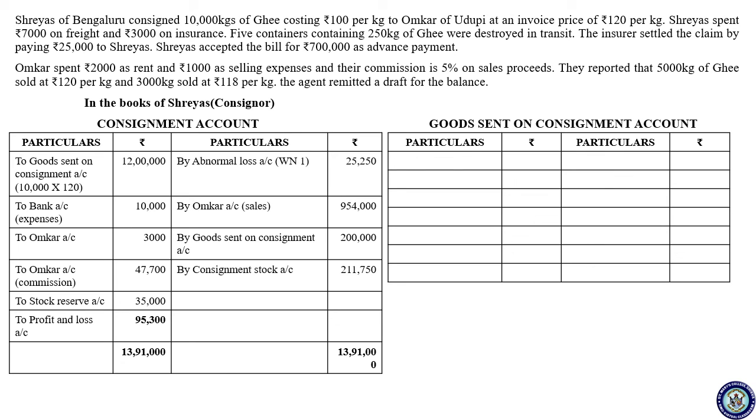So last ledger account, that is goods sent on consignment. So here it is to goods sent on consignment, so it is by consignment. And here it is by goods sent on consignment, so it is to consignment. The difference is transferred to the trading account. Total 12 lakh, difference 10 lakh.